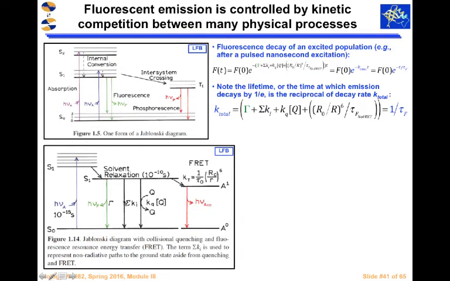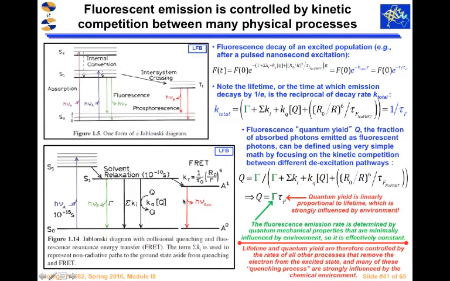What we want to know now is, what is the amount of fluorescence? What is the intensity of fluorescence we're going to see under continuous excitation conditions in an actual experiment, and how does that relate to the molecular and physical properties? Okay.